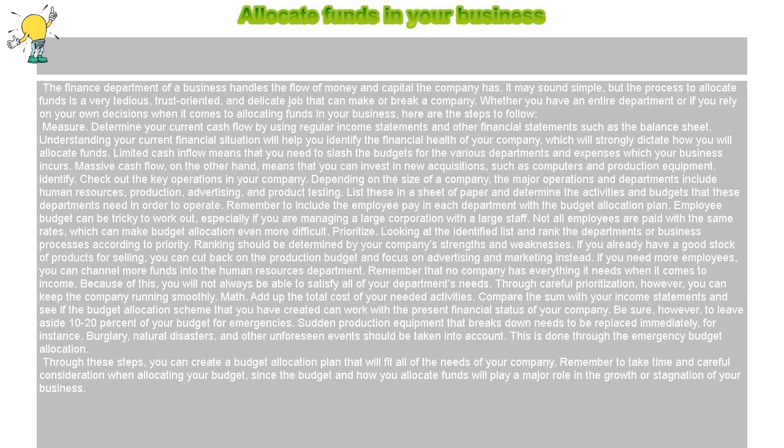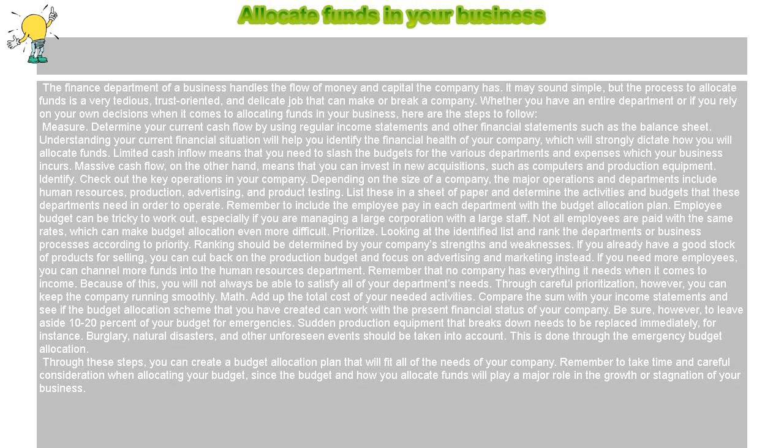Math. Add up the total cost of your needed activities. Compare the sum with your income statements and see if the budget allocation scheme that you have created can work with the present financial status of your company. Be sure, however, to leave aside 10 to 20% of your budget for emergencies.